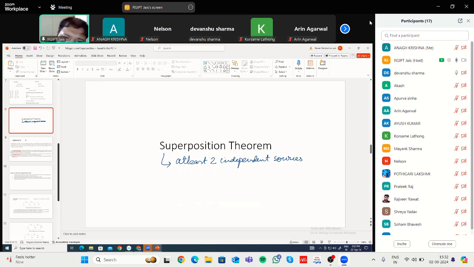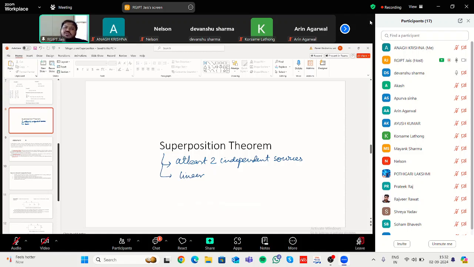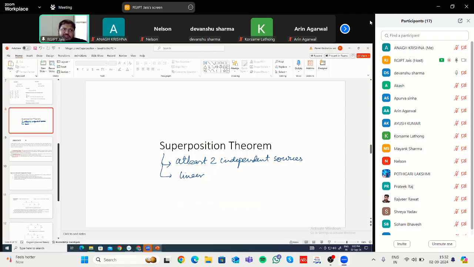Then what is the next requirement? The circuit should be linear. That means it should contain linear elements. We have already seen linear and non-linear elements. Diode we have seen is a non-linear element.